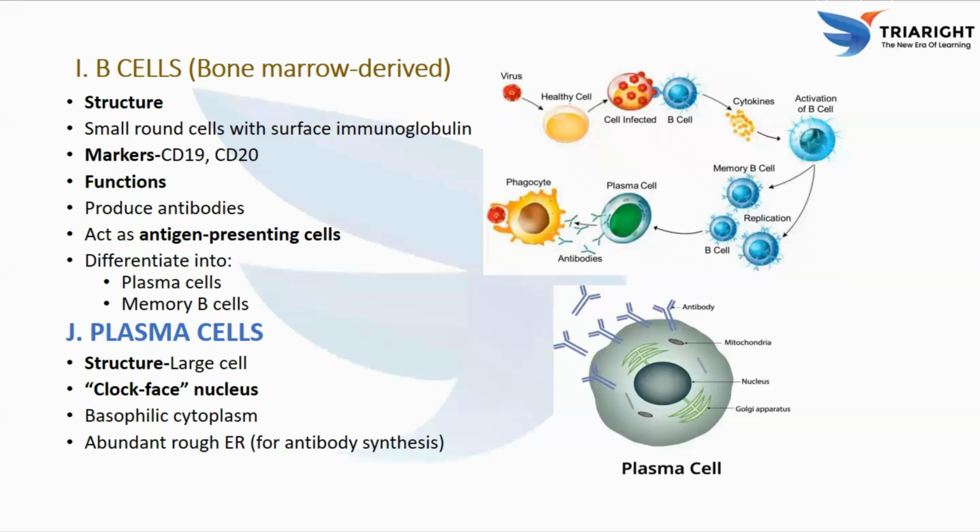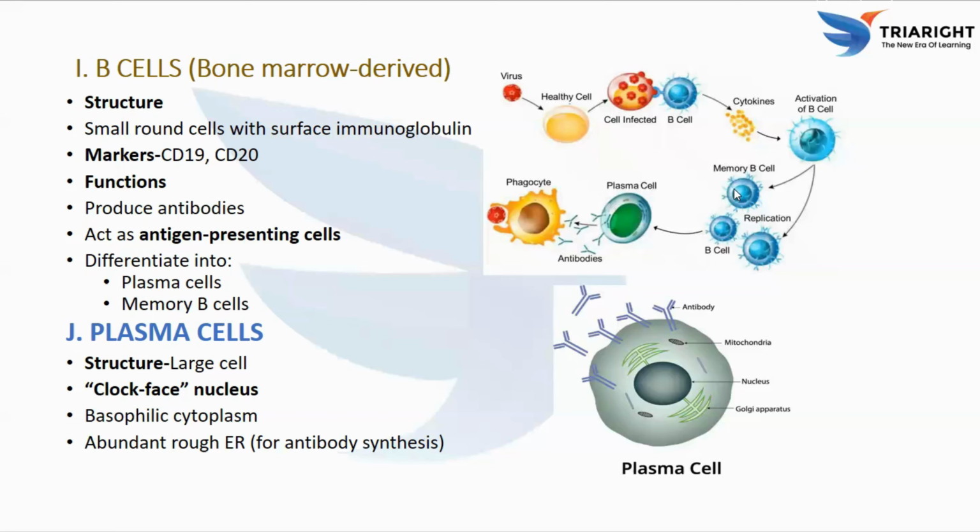So here is a diagram which shows you the B cell activation. How does the B cell get activated? The life cycle of an activated B cell. First, the virus infects a healthy cell. The virus enters and infects a nearby cell. Then the B cell recognizes the antigen. A naive B cell with surface Ig binds to the viral antigen.